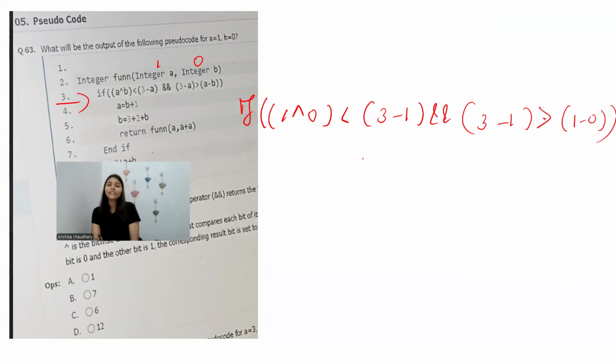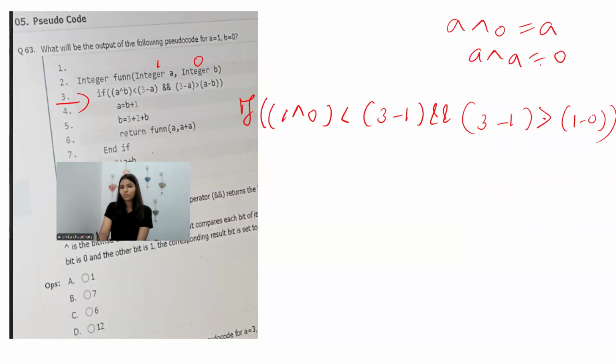Okay. So first of all, let's solve all the parentheses part. 1 or 0. So always remember, whenever you have to take A XOR 0, the answer will be A only. Right? And if you have to take A XOR A, the answer will be 0.